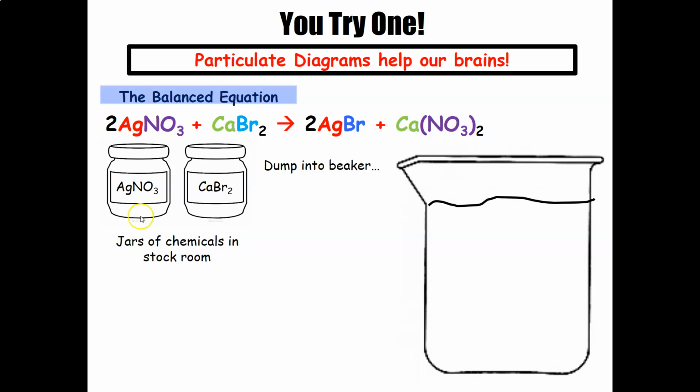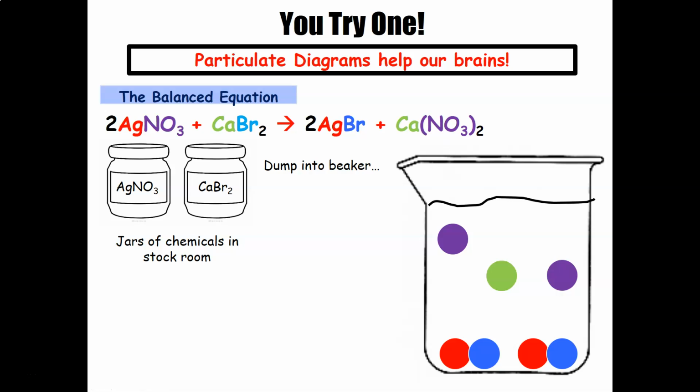So if we look, our silver bromide is going to be insoluble. It's going to be a precipitate. We're going to have a silver and a bromide bound together, but I'm going to have 2 of these compounds. So down here, here's 1, and here's the second. Calcium nitrate is going to be aqueous. It's going to be soluble. It's going to break apart from each other. So I'll end up with a calcium ion, and I'll end up with my nitrates floating around.